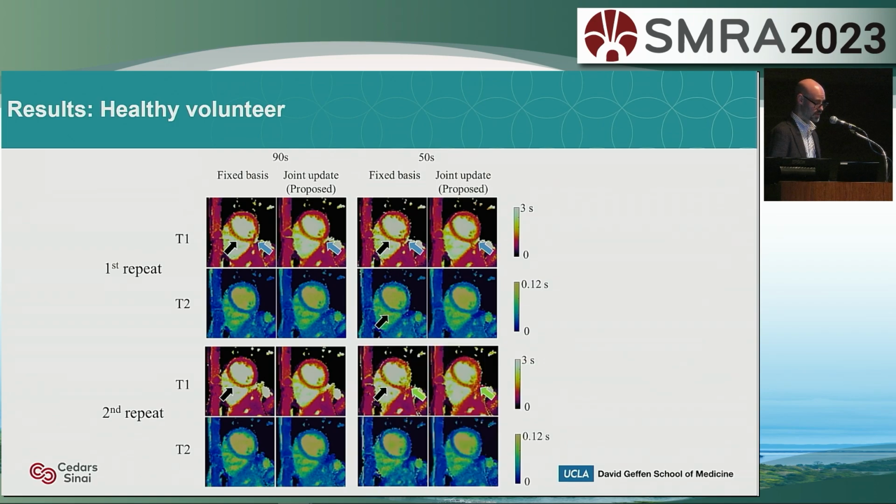And actually, in this case, also, we found that there was quite poor image quality in the second repeat of the shorter scan in T1, if you can appreciate that, on the inferolateral segment of the T1. And that was improved by the joint update reconstruction procedure.